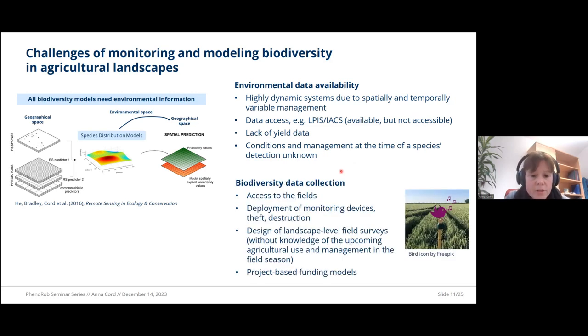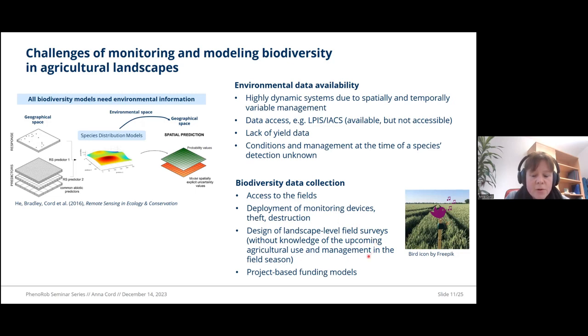Similarly for biodiversity data collection, access to the fields, of course, is an issue. It's more complicated to deploy monitoring devices. So this is an example of the audio devices we use. They are harder to place in agricultural landscapes. You would not want to place one in the middle of a field on a pole, because birds would sit on this pole and obviously you would record them happily singing. So just by the sampling design, you can introduce quite a lot of biases in your data set.